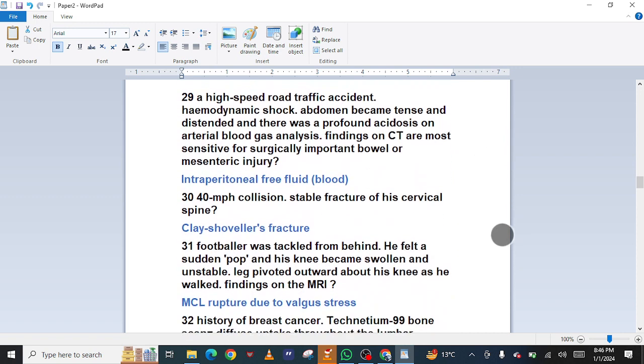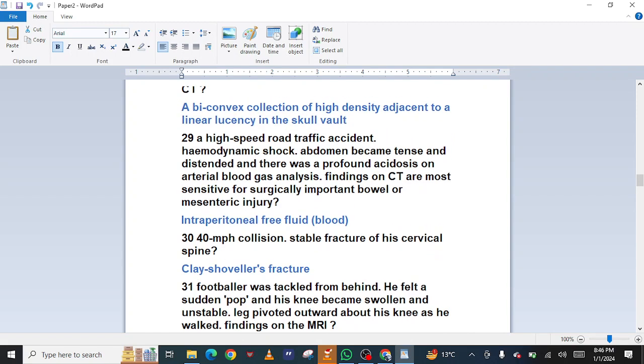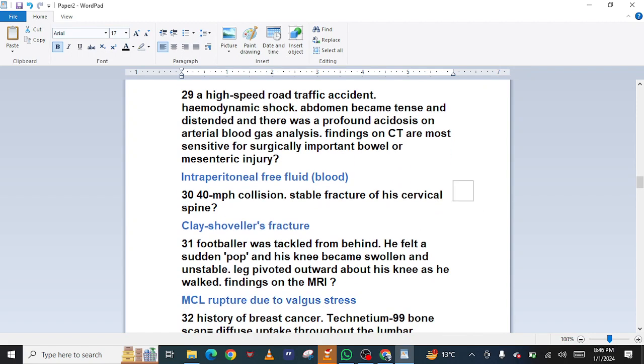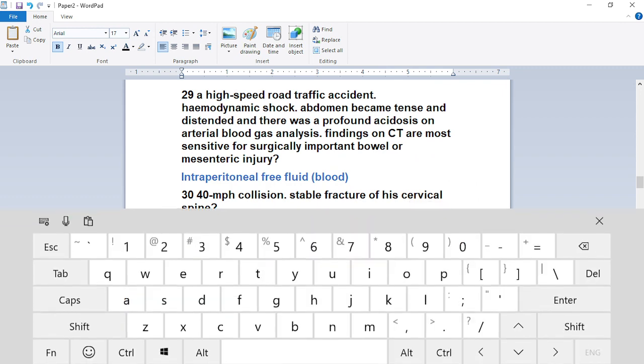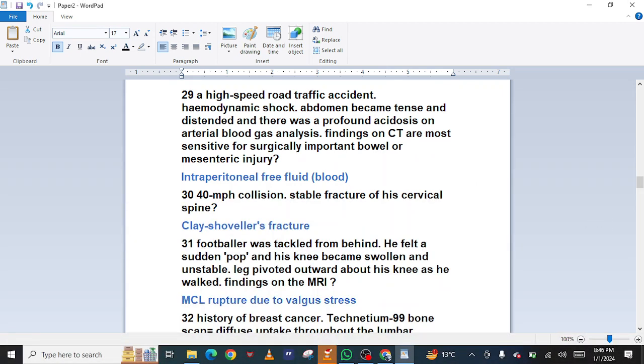29: A high-speed road traffic accident. Hemodynamic shock. The abdomen became tense and distended and there was a profound acidosis on arterial blood gas analysis. Findings on CT most sensitive for surgically important bowel or mesenteric injury: intraperitoneal free fluid.